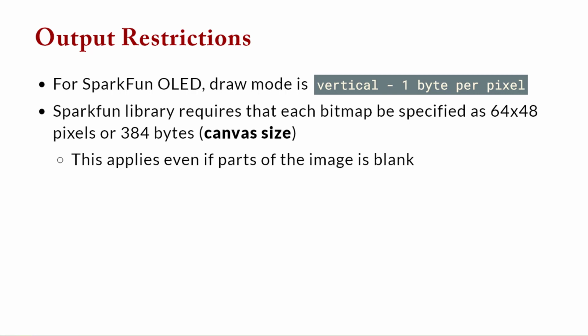Now, this is just some things to remember. We're not going to get into it too much. The way the screen on the OLED that we have draws is called vertical, 1 byte per pixel. Our screen library does require that all pixels be specified. Meaning, let's say that you have your screen here. Let's say you only want to display a little circle up here. You still need to specify in your array the entire width, even though it's going to all be off. Otherwise, it won't display properly.